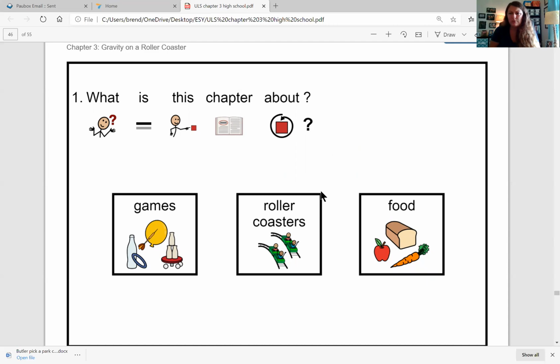All right, number 1, what was this chapter about? So what do you think we were reading about? Did we read about games, roller coasters, or food? What was our story about?